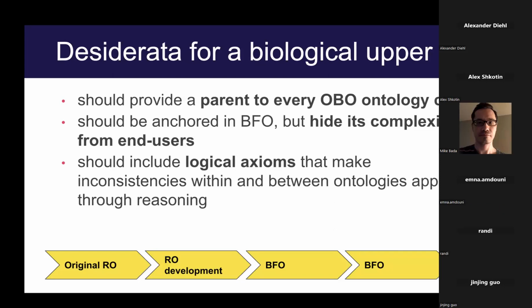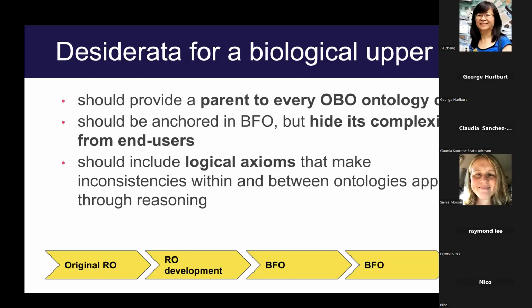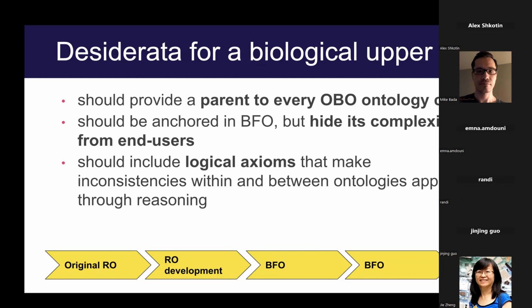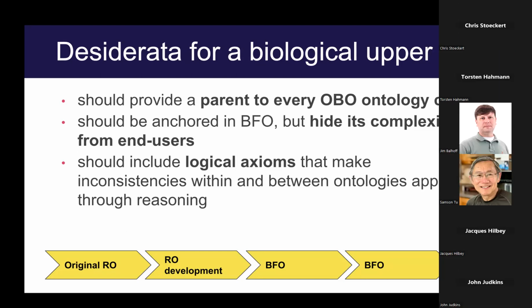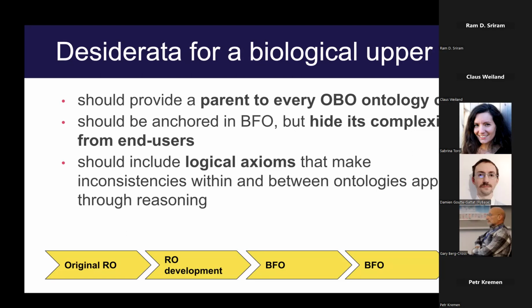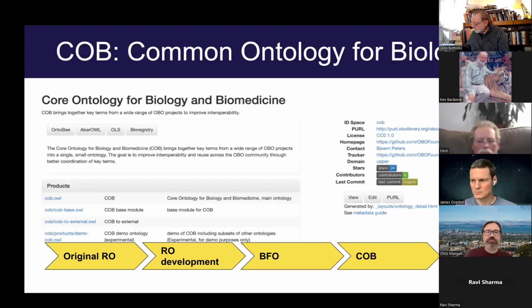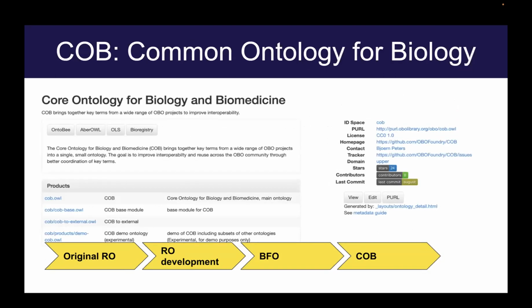Essentially, we decided that we needed an upper level that was more biologist friendly, and it would provide a parent for every concept within every OBO ontology. It should be anchored in BFO, but it should hide this overall complexity from its end users. And this ontology should include complete logical axioms, so that we could use it as a way of checking to make sure that ontologies within OBO are conformant with our upper level. This led to the development of COB, the Common Ontology for Biology and Biomedicine.